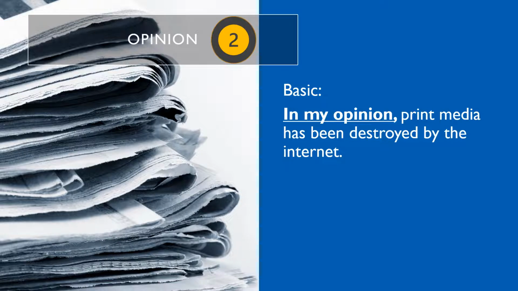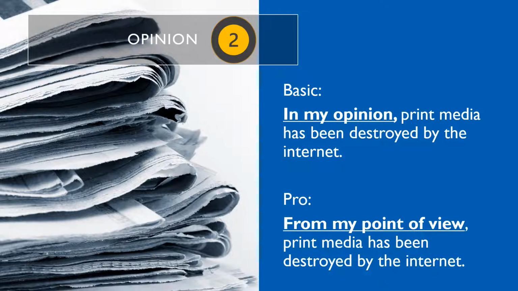Now let's look at the topic of the media. So in my opinion, print media has been destroyed by the internet. In my opinion is kind of a stock phrase that everyone uses in the exams, but really this is A2 language. How can we upgrade? Yeah, for example, you could say something like, from my point of view, or from my perspective. These would be two expressions that really upgrade that basic phrase.